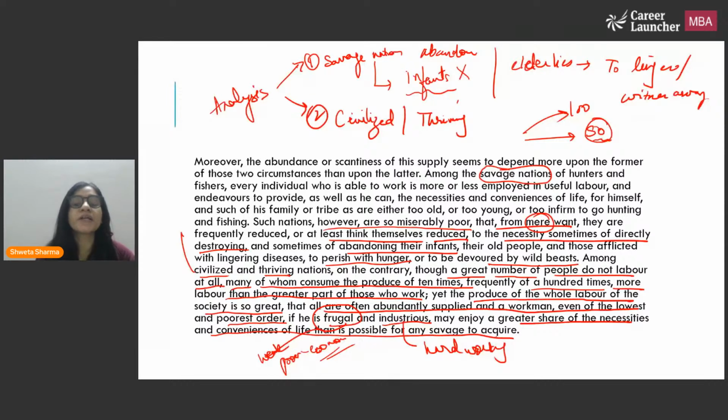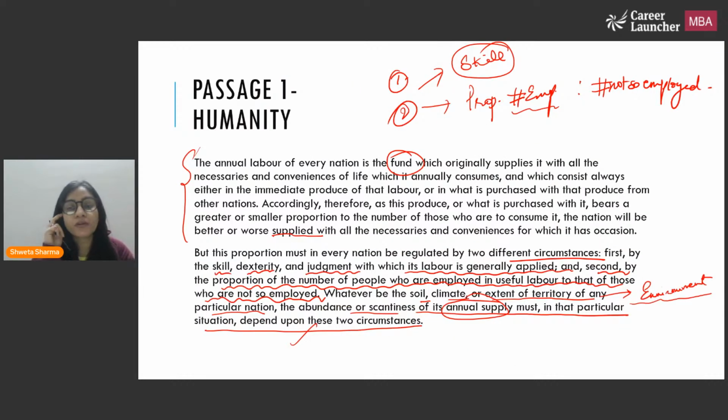Everything is supplied abundantly. Even the food we consume is supplied at 10 times the real consumption of the country. So if anybody who is frugal and industrious becomes fortunate to join such a country as a laborer, he or she would get to feel a greater share of necessities and convenience as compared to the one who joins a savage nation. Okay? Tone is pretty much analytical. We are talking about two circumstances the entire thing depends on, and then the two types of nations. Right? Title would be more of the usage of labor as per the savage nations and the civilized nations. Okay? Now, let's move to the questions.